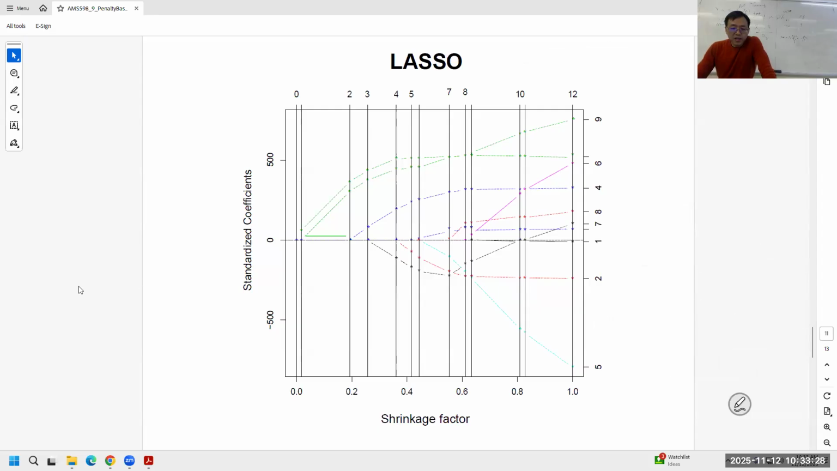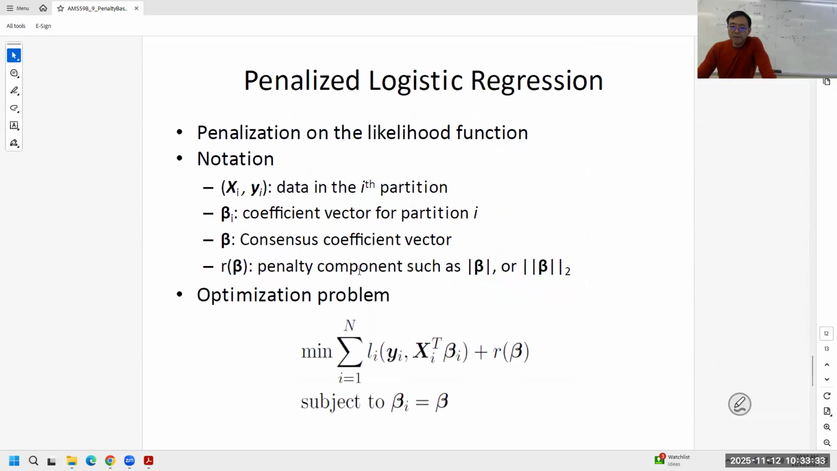So if not, let's see how lasso and ridge can be applied to big data. What we just introduced is the basic version for small data. For parallelized logistic regression applied to big data, we can similarly use the ADMM algorithm. If we use xi, yi to denote the data in the ith partition, beta j will be the coefficient for partition i. Beta is the consensus coefficient.